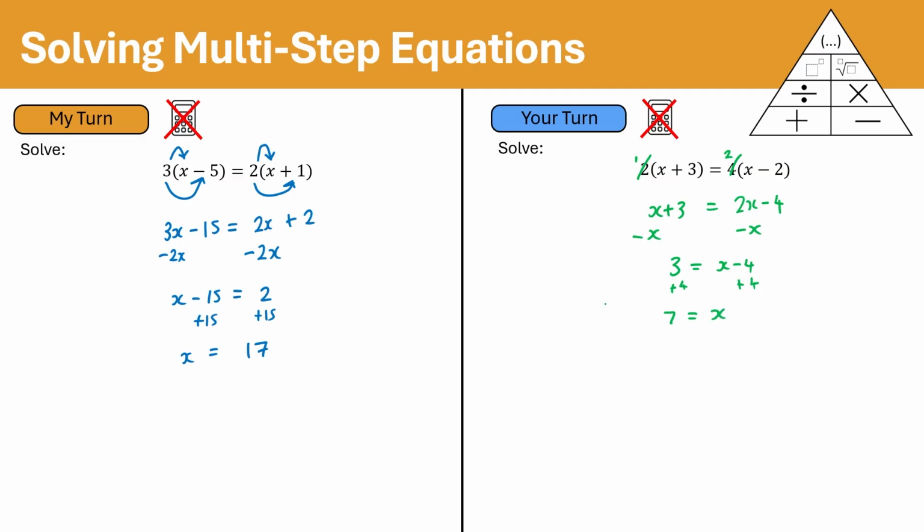You might have done it slightly differently. You might have expanded your bracket on the left to give you 2x add 6 and set that equal to 4x subtract 8, and then taken away 2x from both sides to give you 6 is equal to 2x subtract 8, and then added 8 to both sides to give you 14 is equal to 2x, and then divided by 2 to give you that answer that we've seen before where x is equal to 7. So either way you did it, that's absolutely fine.